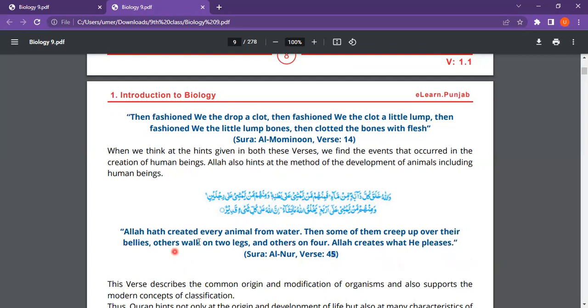Allah has created every animal from water. Then some of them creep on their bellies, others walk on two legs, and others on four. Allah creates what He pleases. Surah An-Nur, verse 45.